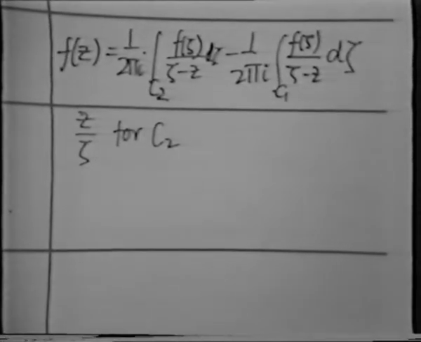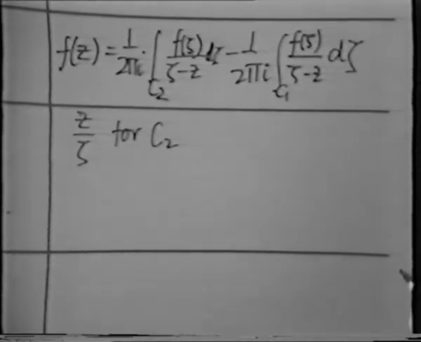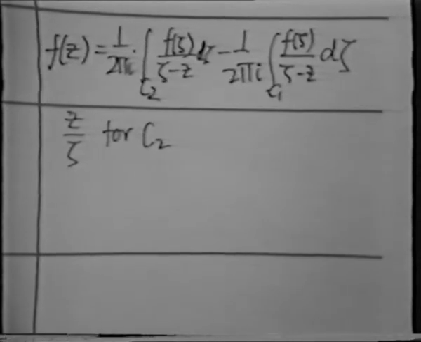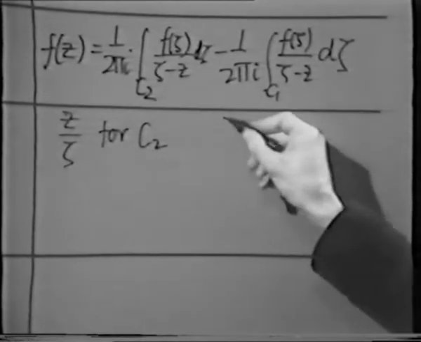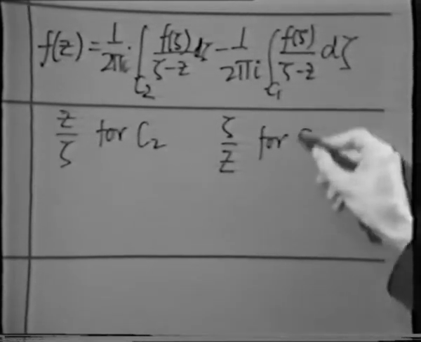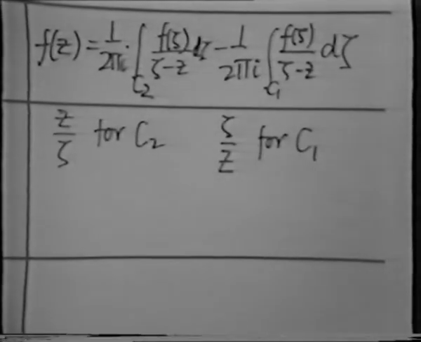For C1, z lies outside C1, so z over zeta will be greater than 1 in modulus. Zeta over z will be less than 1 in modulus, so we'll expand in terms of zeta over z this time. Okay?